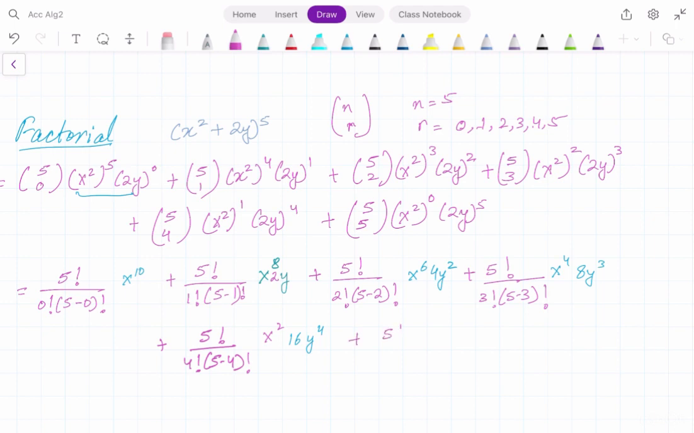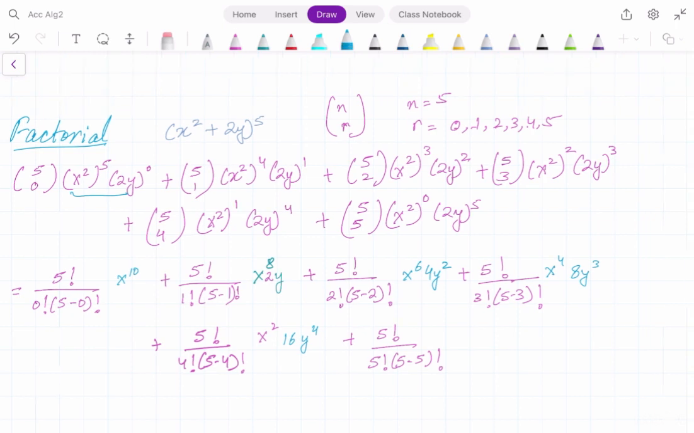So the final term, because it is 5 over 5, is 5 factorial divided by 5 factorial times 5 minus 5 factorial. Now x to the power of 0, which is just 1, there is no need to write. And then we have 32y to the power of 5, because 2 to the power of 5 is 32.